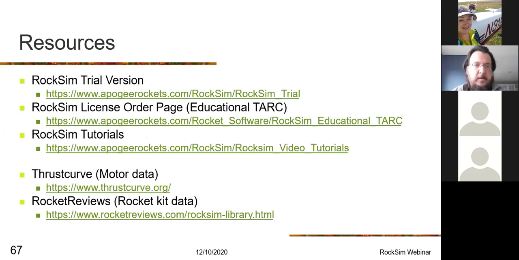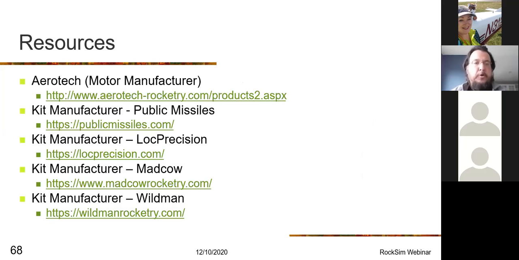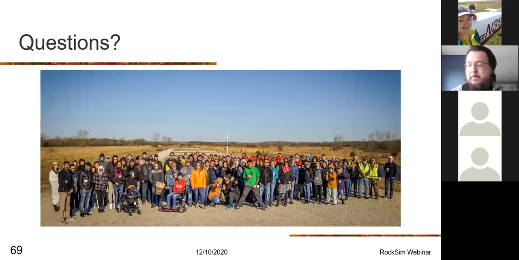So that's all we got. There are some resources for you. The trial version website, the TARC thrust curve has some motor data. Rocket reviews is where you find that RockSim library. And then there's Aerotech, which is a motor manufacturer. You can see specs on the motors. And then some kit manufacturers. We listed Public Missiles, Loc Precision, Mad Cow, and Wildman. That's all I got.